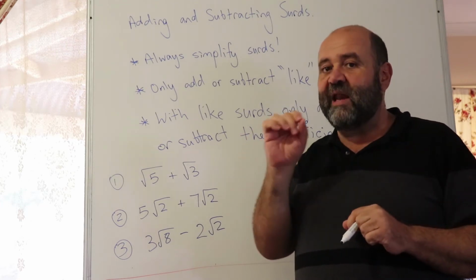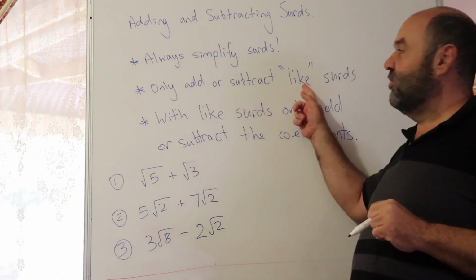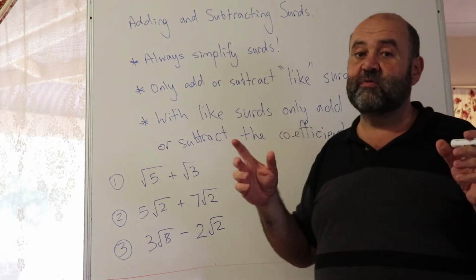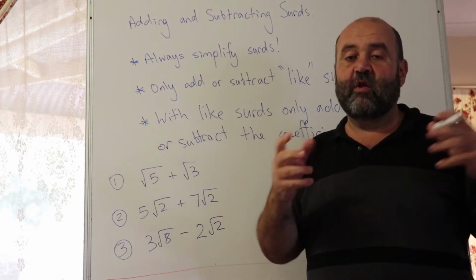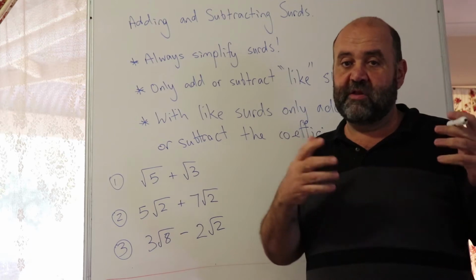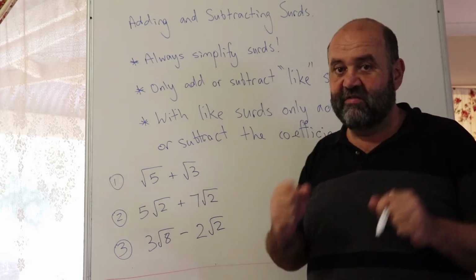So when we're adding or subtracting, we can only do that with like. So it's just like with algebra. We can only add or subtract like terms. It's the same thing with surds, okay? It works exactly the same way.